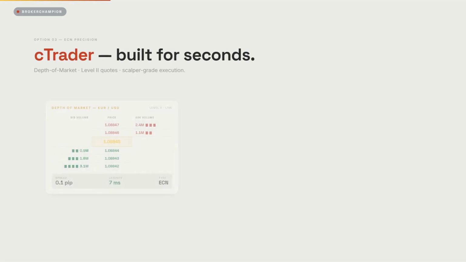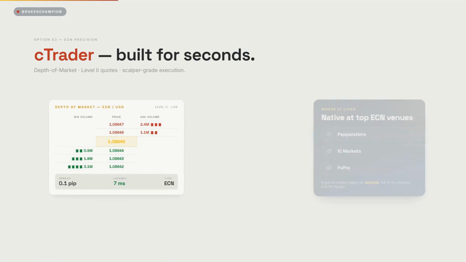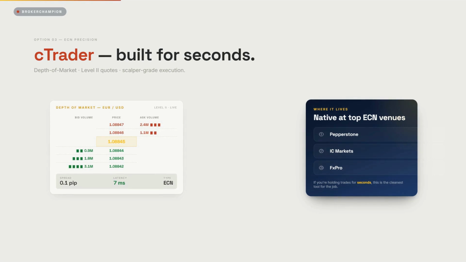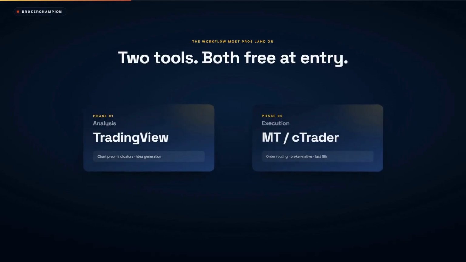cTrader is the third option, less common but precise. Built for ECN-style scalping, depth of market, level 2 quotes, tight execution at brokers like Pepperstone, IC Markets, and FxPro. If you're holding trades for seconds, cTrader is the cleanest tool for the job. The workflow most pros land on: TradingView for analysis, broker native MT or cTrader for execution. 2 tools, both free at the entry tier.